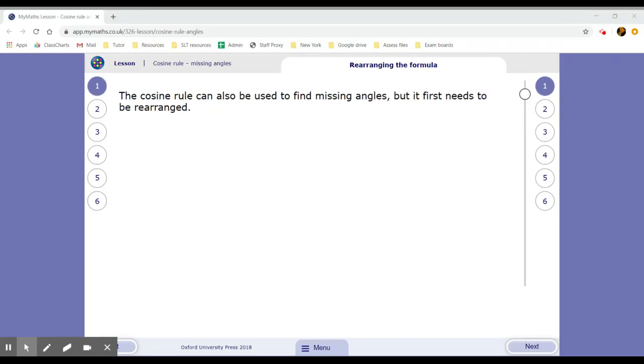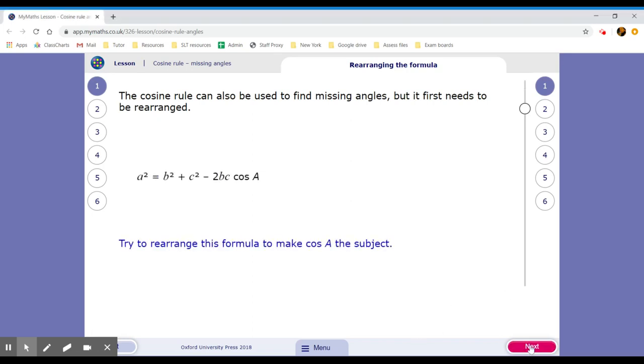Okay, so for today's lesson, we're going to be having a look at how you can use the cosine rule then to find a missing angle. All right, but what you need to be able to do first of all is to actually rearrange the cosine rule so that the angle part is by itself.